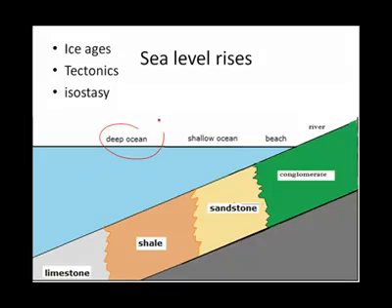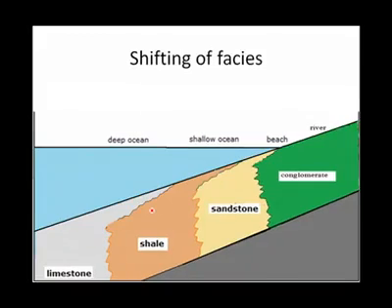Notice that the deep ocean is over the old layer of shale. Well, that's not going to do at all. We've got the wrong sedimentary rock underneath it. So as more sediment is forming, you're going to see the facies start to shift, in this case, shifting to the right. Now the shallow ocean is forming shale, and the beach is forming sandstone.